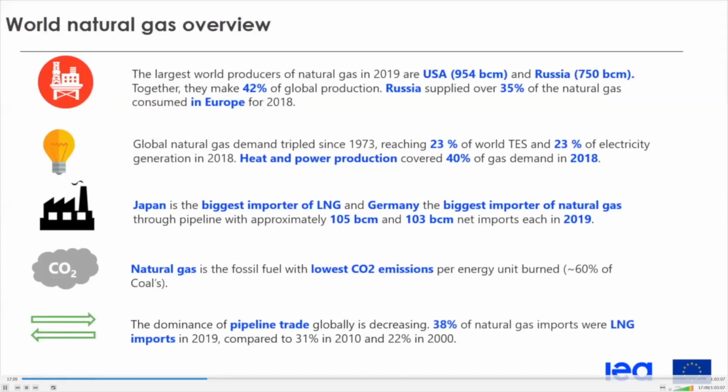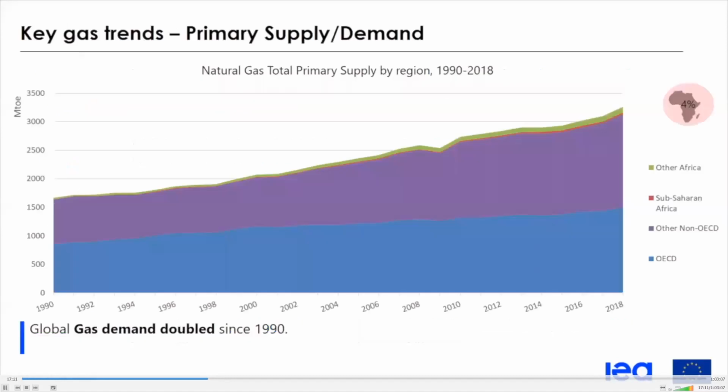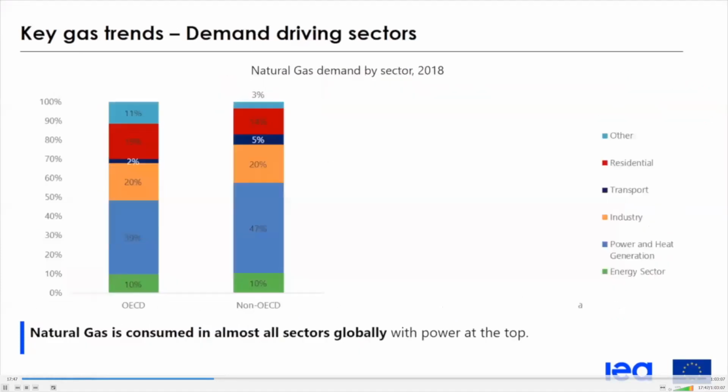Now, let's have a look at the situation in Africa. Global demand for gas doubled since 1990, but in the case of Africa, it almost quadrupled in the same period. It still represents only 4% of the global demand, but still the growth is very impressive. This growth, as for any country, is mostly driven by electricity demand. We'll see it right now.